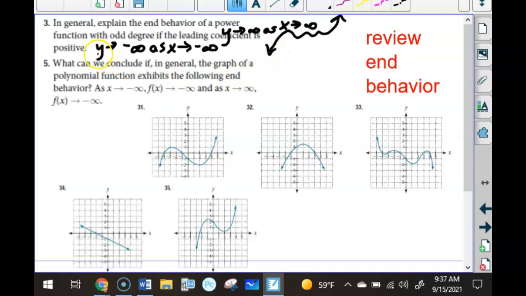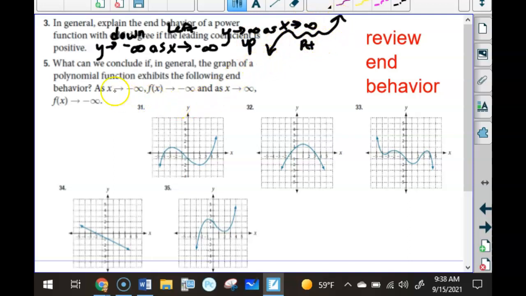So what is the word for this? Y approaches negative infinity. Anybody? Is that up, down, left, right? That's down. X approaches negative infinity means left. Y approaches infinity, up, and X approaches infinity, right. So it seems good, yes?